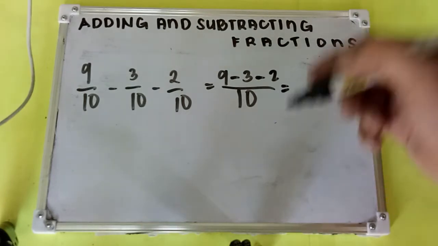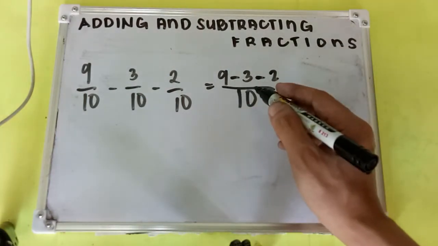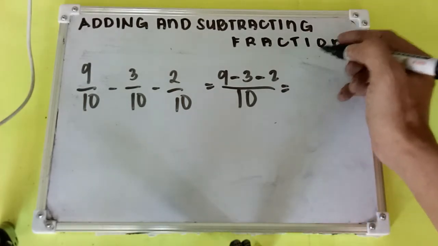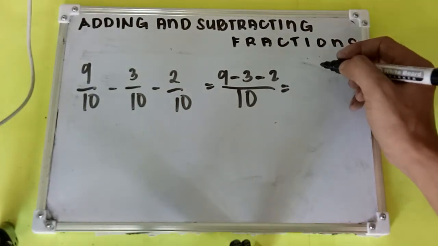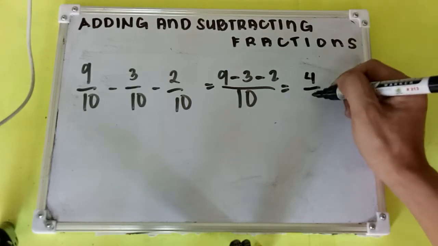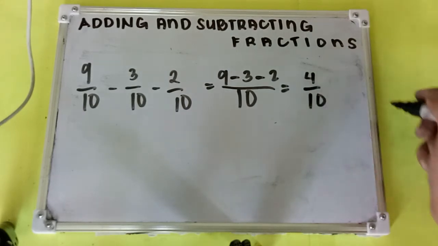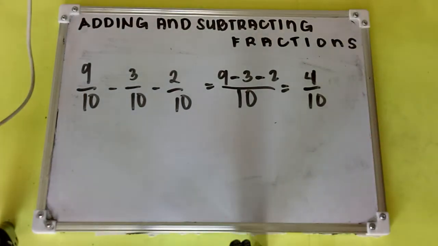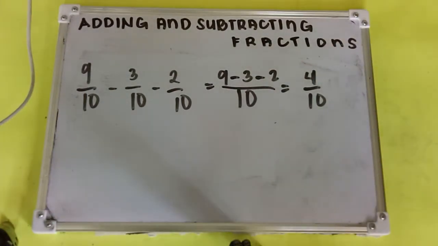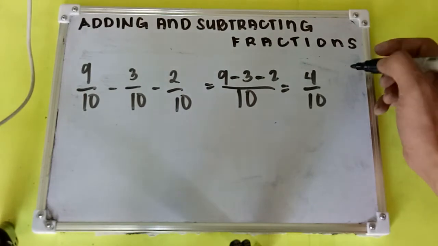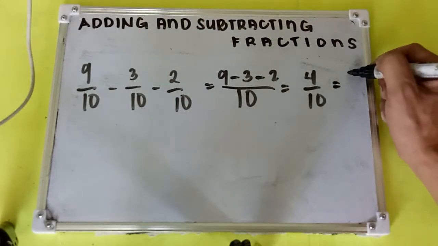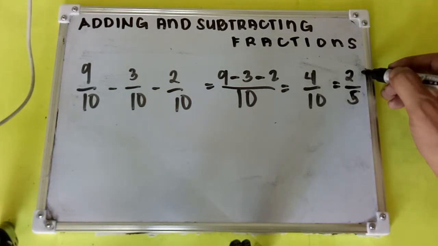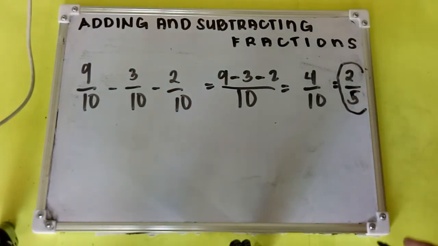So perform the operation sa numerator. 9 minus 3, 6, minus 2, 4. So the answer is 4 over 10. So kung medyo familiar kayo sa pag-simplify, madali na siya. Makukuha nyo na ang 4 over 10 is simply 2/5. So this is the simplest form. Ito na yung final answer natin.